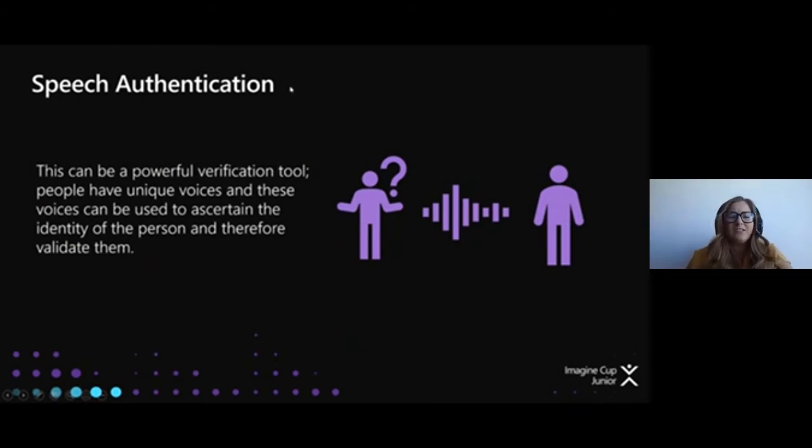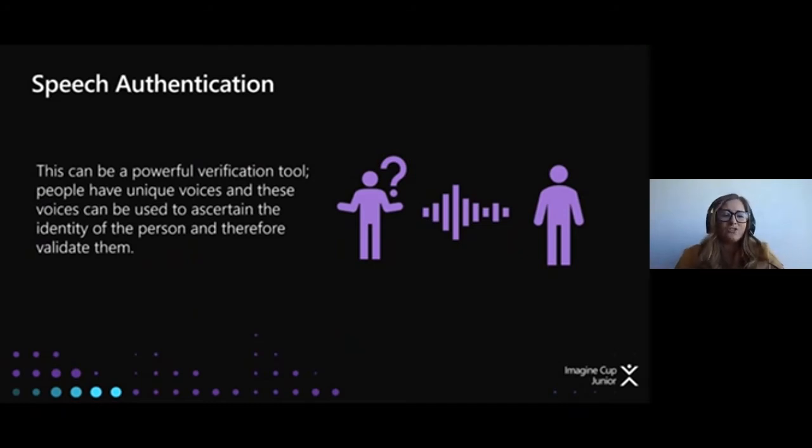So speech authentication is a very, very powerful API. It's a powerful verification tool. If you think about it, everybody has unique voices. We all talk differently with different pitches and different tones, and every voice has its own personality. But with speech authentication, the machine can listen to these voices and actually find out the identity of the person behind the voice.